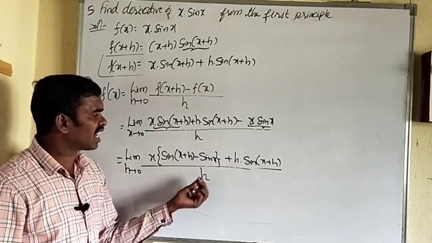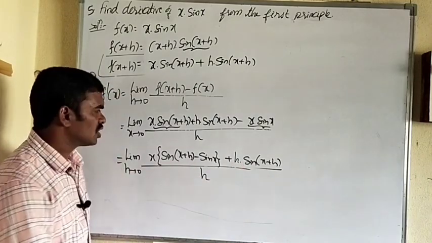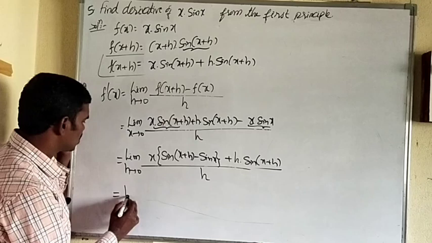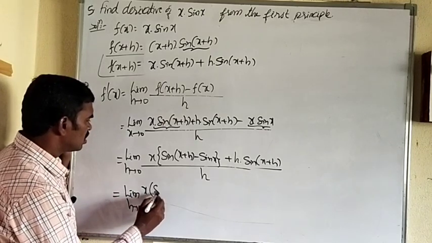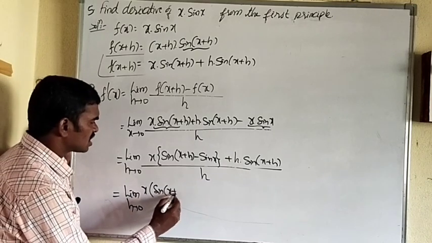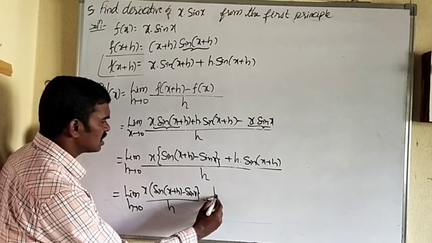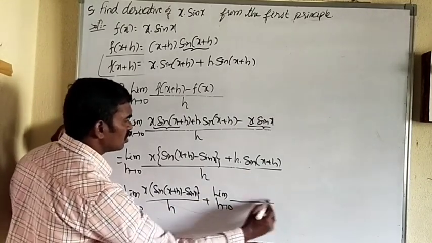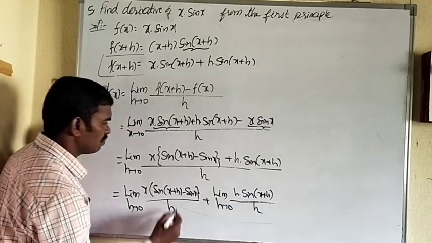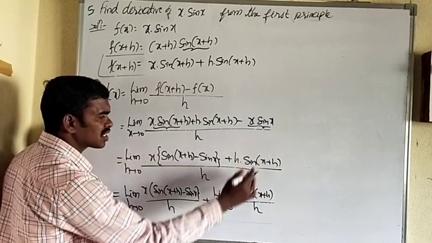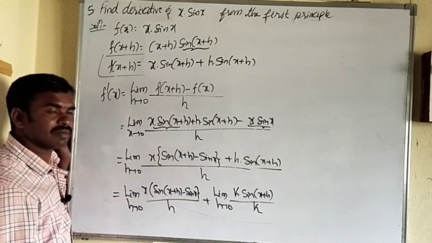Since there is a plus, we can write h to the left-hand term and h to the second term. So I am splitting this function, which is equal to limit h tends to 0 of x into sin of x plus h minus sin x by h, plus limit h tends to 0 of h into sin of x plus h by h. Because of this, h is written to the first term and the second term. Of course, h cancels. And here, this is the form of sin c minus sin d. Am I right? Yes.